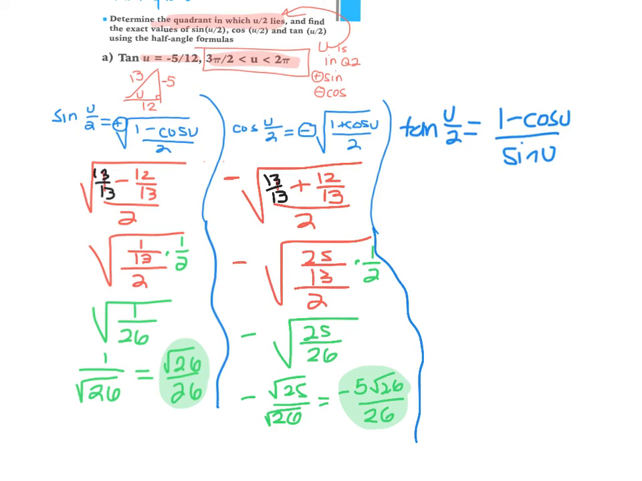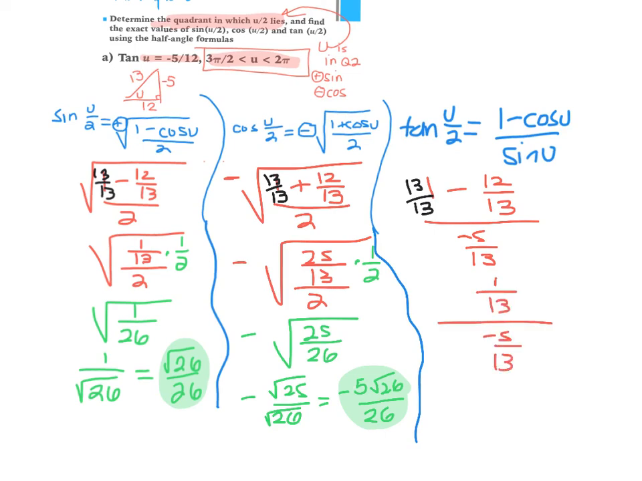And then the last one is tangent. So 1 minus 12 over 13 over the sine, which is negative 5 over 13. This becomes 13 over 13. 1 over 13 over negative 5 over 13. Or keep, change, flip. And I get negative 1/5, which I would have also gotten from sine over cosine, but remember, you're not going to get them all three. You're going to get just one of those three.